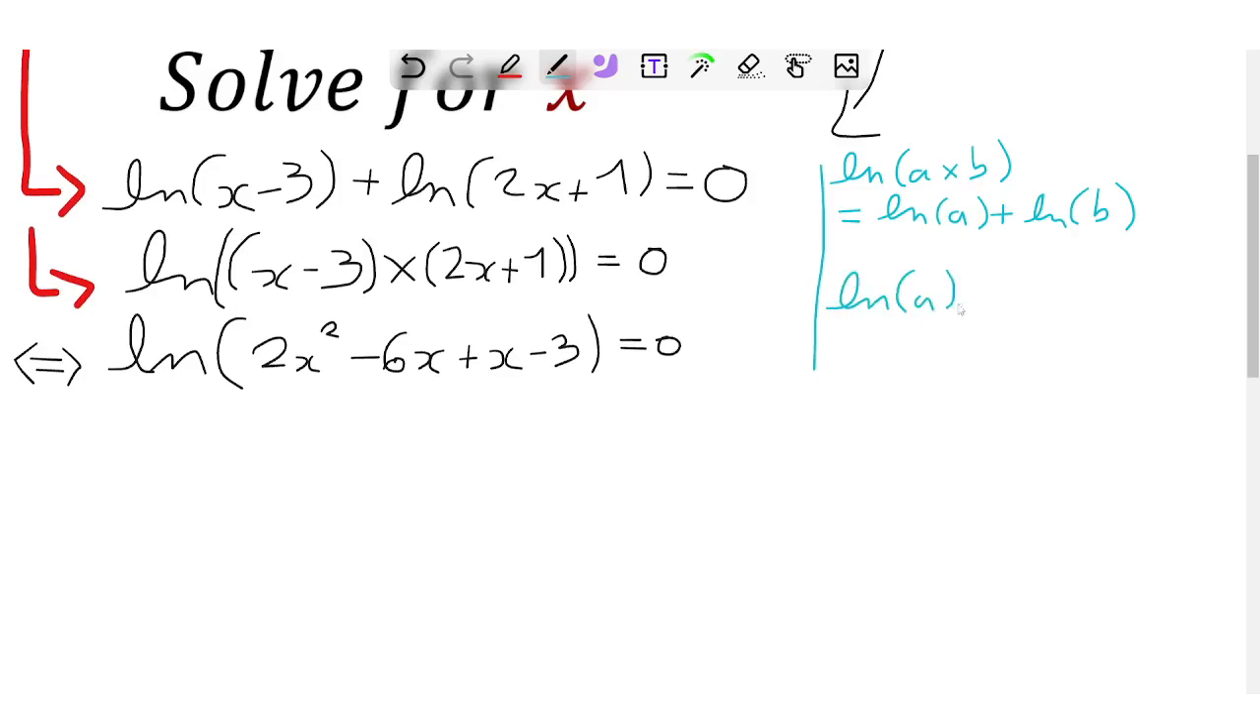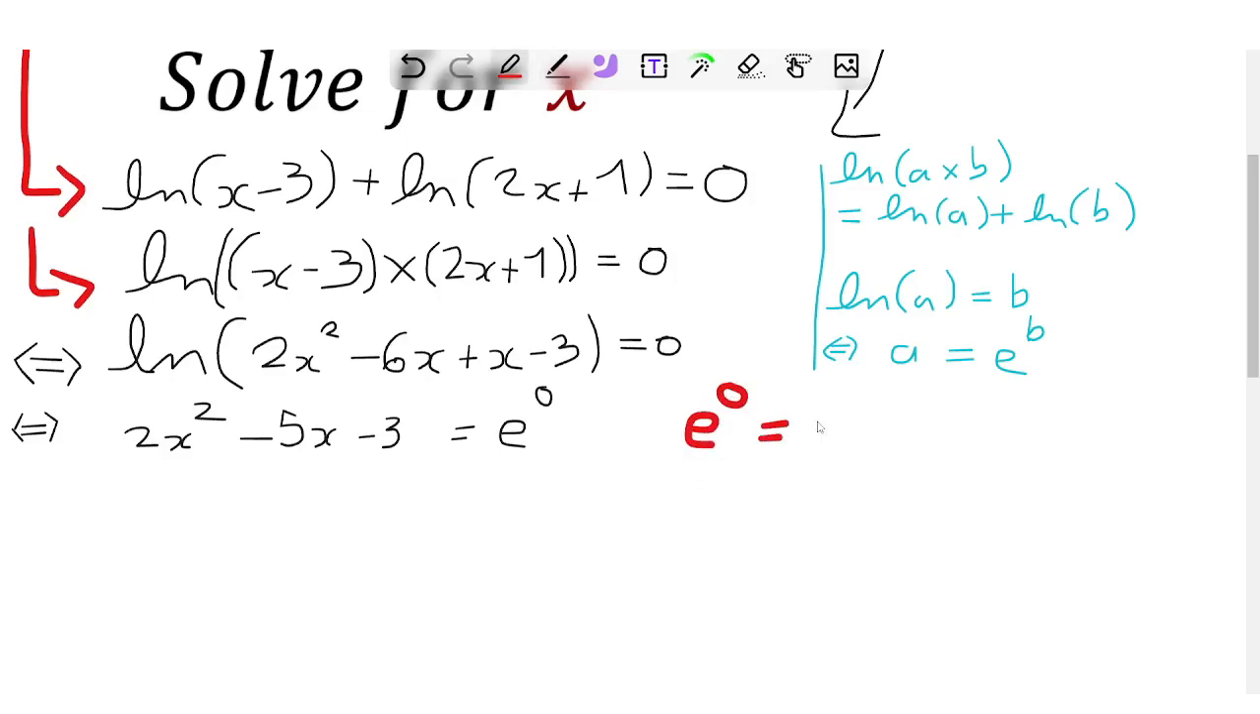Now the next property of the natural logarithm we're going to be using here is the fact that ln of a is equal to b is the same thing as a being equal to e to the power of b. So I'm going to rewrite our initial expression as 2x squared, minus 6x plus x, so minus 5x, minus 3 is equal to e to the power of 0. But we know that e to the power of 0 is actually the same thing as 1.